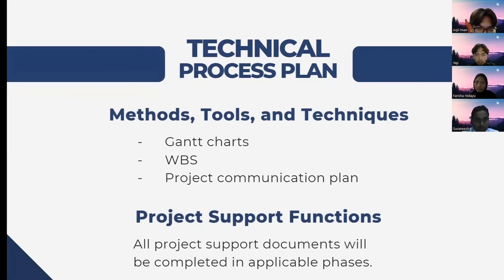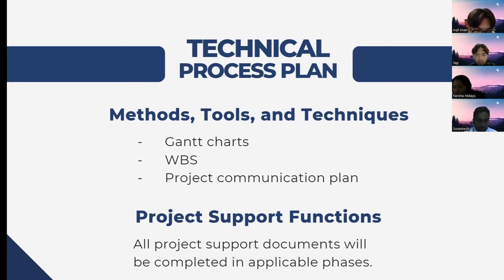This is the technical process. The first is the methods, tools, and techniques. The project can be assisted with software such as Microsoft Project, Microsoft Excel, Instaguide, and many more. The first is the Gantt charts. It is helpful in keeping track of the project schedule. Next is the work breakdown structure. It follows a hierarchy where the end goal is split into stages. Next is the project communication plan. It is a tool that ensures that there is a regular, relevant flow of information.